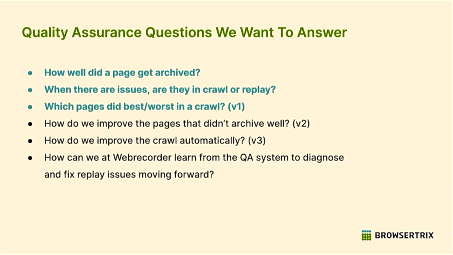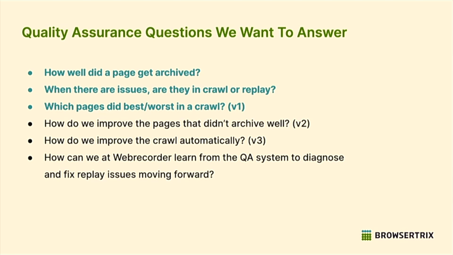You want to go back and crawl it differently. At this stage, the question that you can best answer with the quality assurance features, in beta as they are, is which pages did the best or worst in a crawl across a couple of metrics. We'll show you screenshot comparisons, extracted text comparisons, and resource counts, which is a little weirder and more experimental, but we'll look at that.